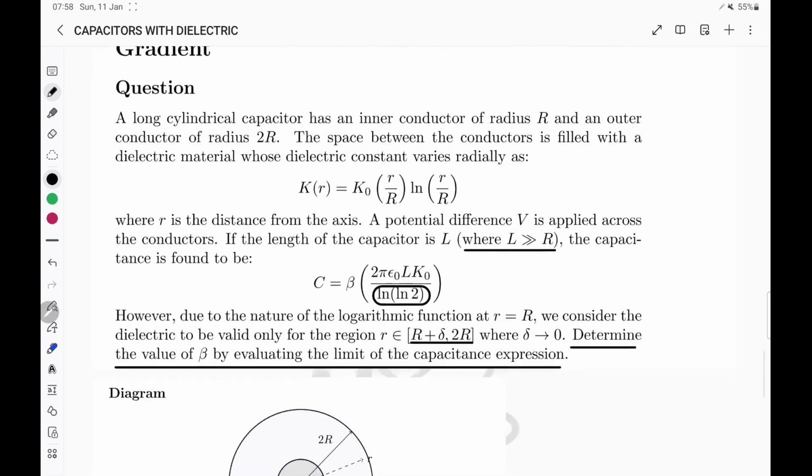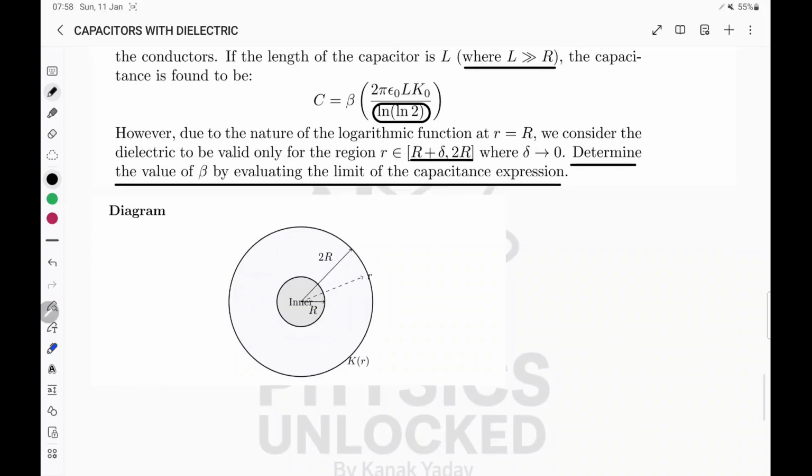For your aid, I have also made a diagram over here. In our next video, we will be solving this particular question. So please stay tuned.